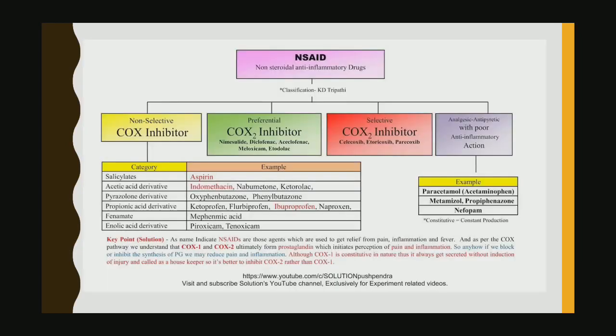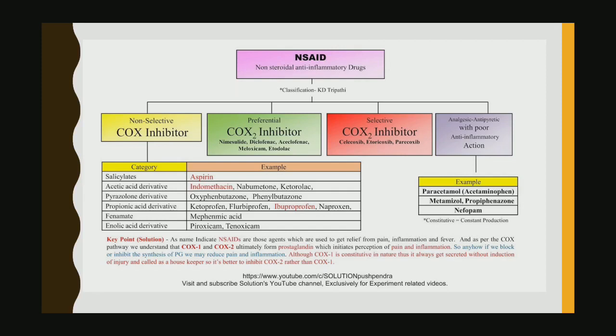As NSAIDs are widely used drugs in dental conditions, it is critical and important for us to know their classification. The NSAIDs are classified into non-selective COX inhibitors, and the categories under this are the salicylates, that is aspirin, acetic acid derivatives, ketorolac, which is gaining ground and coming up as an effective painkiller in dental conditions. Next are the pyrazolone derivatives and the propionic acid derivatives. In that, ibuprofen was widely used.